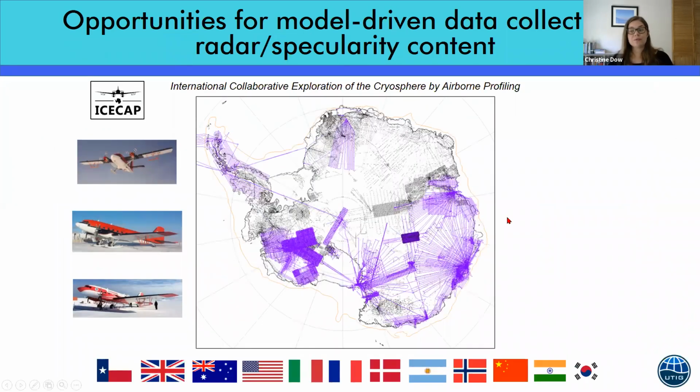Another great source of data is the specularity content derived from radar. And here is a map provided by UTIG. This is a collaboration with many, many countries, as you can see down below. All the purple areas are areas that they've collected radar over the years. And since 2014, any of these areas can be processed for specularity content.